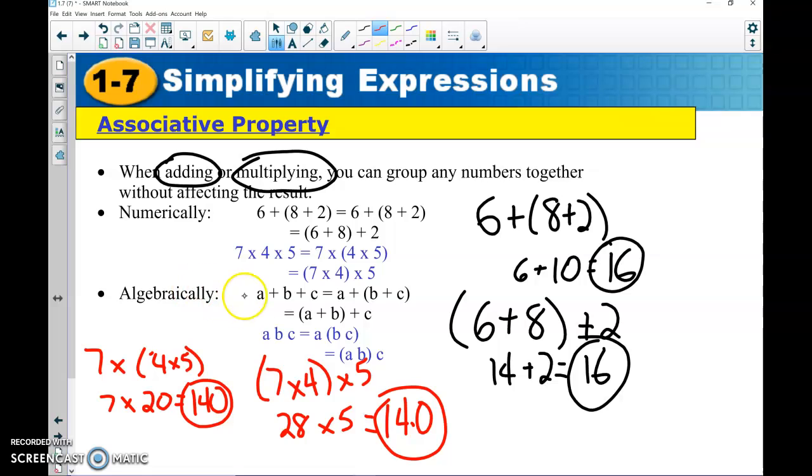And then you'll see algebraically it's the same thing. So A plus B plus C. In the first example, they're adding B plus C first. Second example, they're adding A plus B first. Again, doesn't matter because you're adding them. They'll all get to be the same answer.